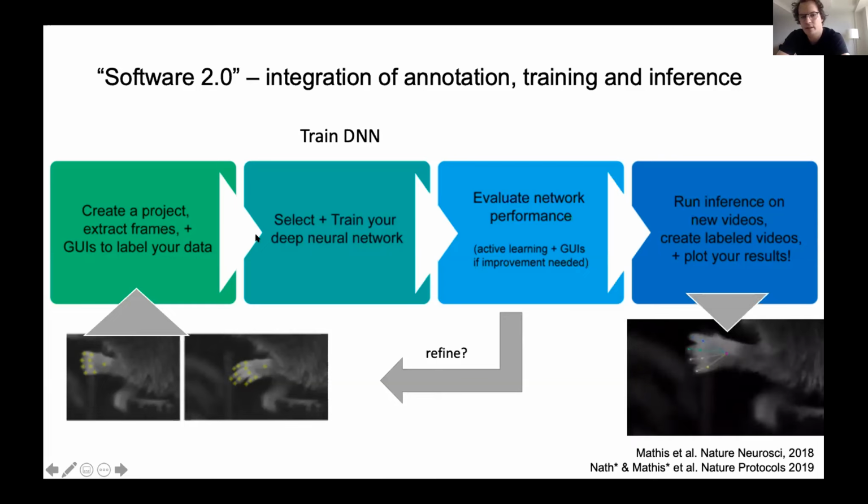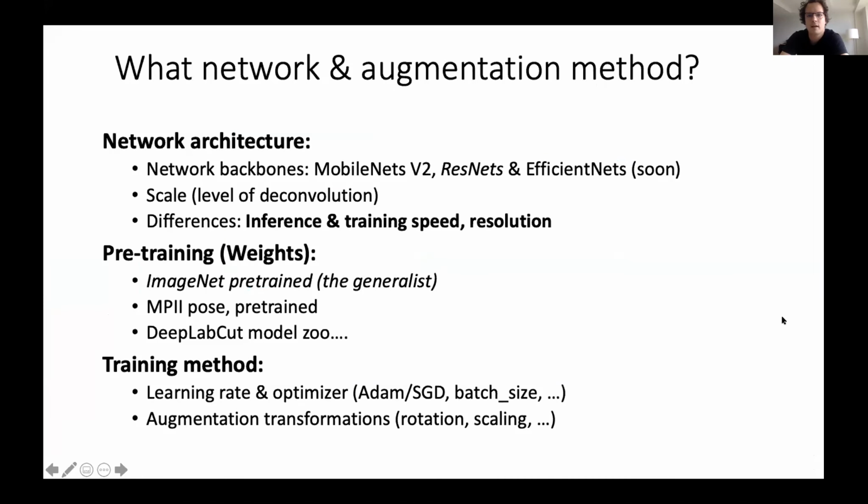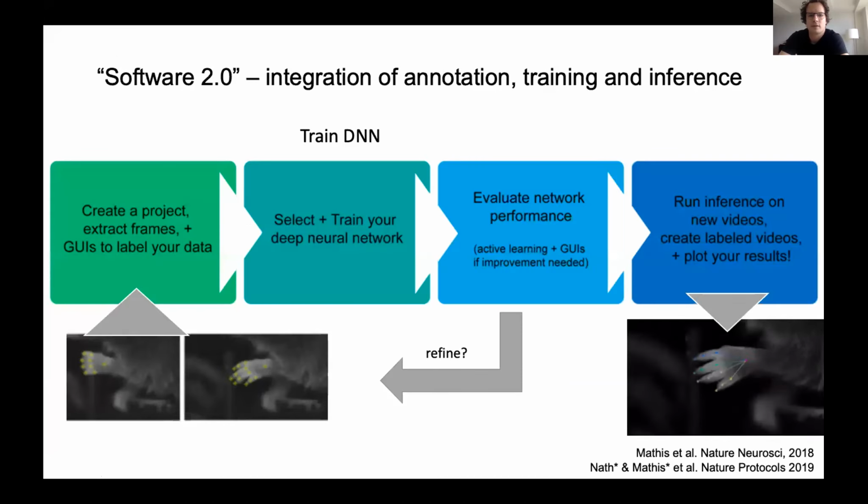But if you have the network working and you do not need to refine it because it actually works well, then you can use this network to run it on videos, to do inference and to plot your results. You can, for example, also share these networks with colleagues in your lab so that they can analyze their data if it's similar. Okay. So with that, let's delve right in. As I said, we will really deal with selecting and training deep neural networks and then also the evaluation.